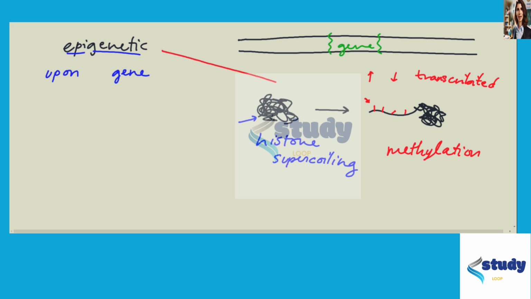And these are what we call epigenetic modifications, because it is before the gene is read and it is on and upon modifications of the DNA strand itself.